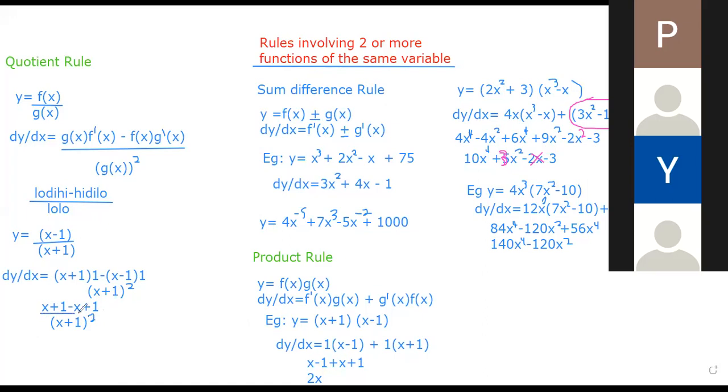So x minus x is 0. 1 plus 1 is 2. So I get 2 over x plus 1 squared.